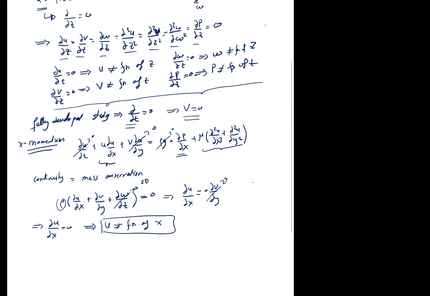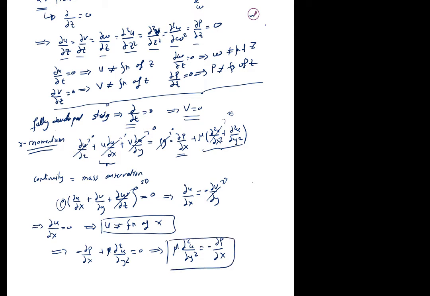So when I have du by dx equal to 0, obviously this term is 0, and if du by dx is 0, d squared u by dx squared is also 0. Therefore, I'm left with minus dp by dx plus mu d squared u by dy squared equals 0, which gives mu d squared u by dy squared equal to dp by dx.